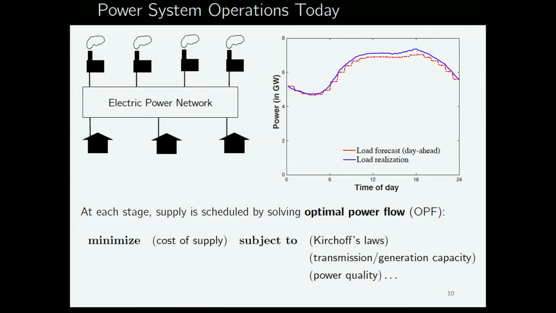So at each stage, the system operator solves, like I said, an optimization problem known as optimal power flow. Day ahead, it'll schedule generation to minimize the cost of supply to satisfy a bunch of constraints. Supply equals demand according to Kirchhoff's laws. The flow of power across the network should satisfy transmission capacity constraints. Generation set points should meet generator constraints. And you might have voltage magnitude constraints, so the voltages at different nodes or buses in the transmission network should satisfy certain bounds.